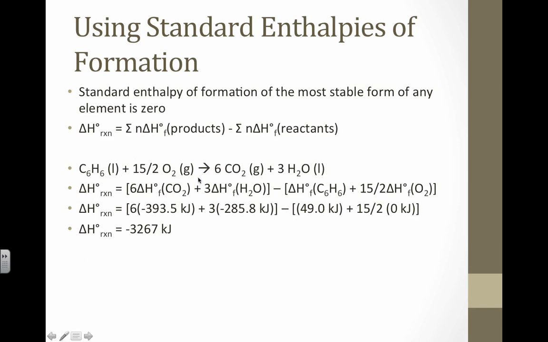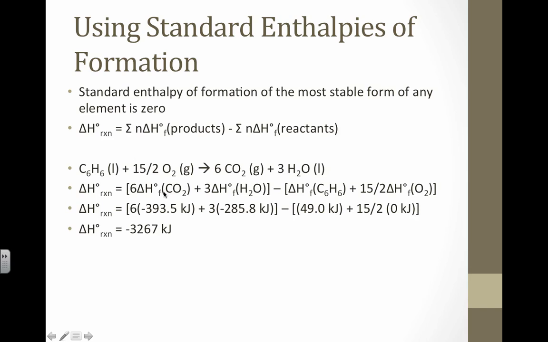So let's say we have this reaction here and we want to know the change in enthalpy of reaction. What we need to do here is we take the products and then we subtract out the reactants. So we need the formation of carbon dioxide in the gaseous state. We multiply it times 6 because there's 6 in the balanced formula. For liquid water, we would multiply it times 3. And then we would subtract out the C6H6, the benzene, and then 15 halves times the oxygen. Now we know the oxygen is going to be 0, but I just put it in here to illustrate where all the numbers are coming from.